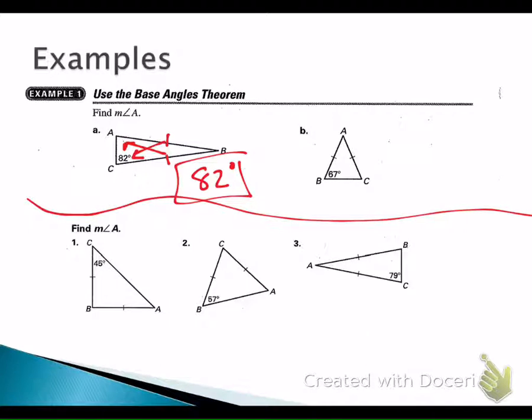Now, there's a trick on part B because angle A is not one of the base angles. However, the sides are congruent, so these 2 are going to be congruent. And then I use the theorem from yesterday to find A. So I'm going to do 180 minus 67 minus 67. Anyone know what that is?